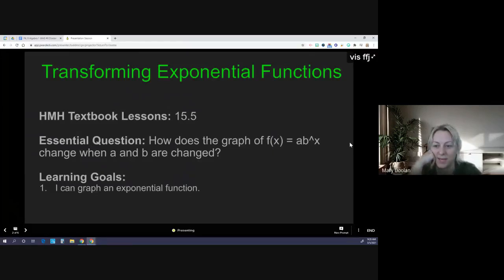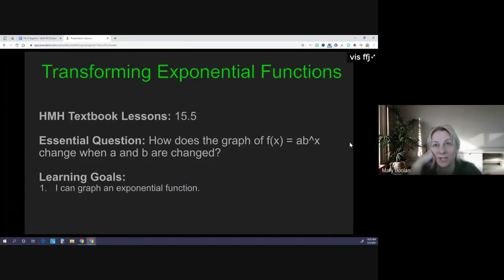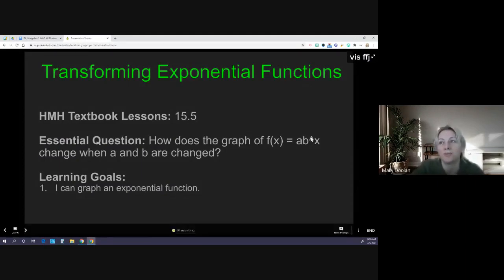So this goes with HMH textbook lesson 15.5. Your essential question: how does the graph of f of x equals a b to the x power change? So right here I wrote this, this is the symbol you get when you do shift 6. Sometimes you don't always have the ability to write an exponent, and that's one way to show an exponent, okay? A times b to the power of x, that's what that means. So how does that change when a and b are changed? Your learning goal is, I can graph an exponential function.